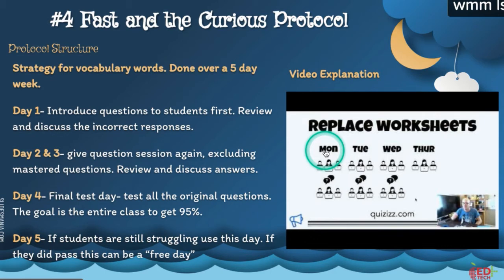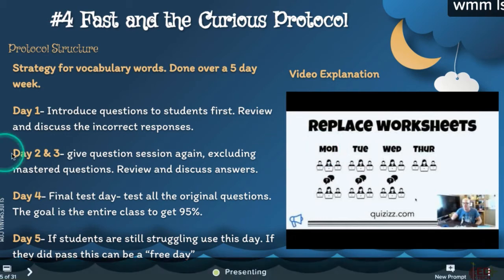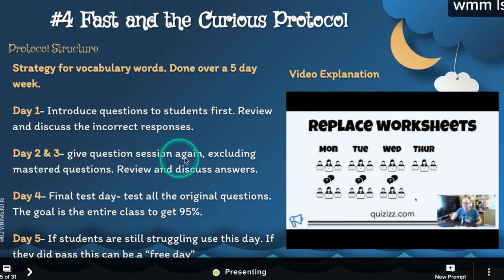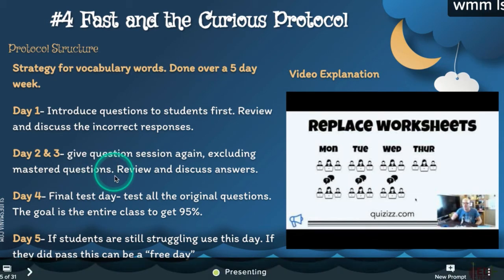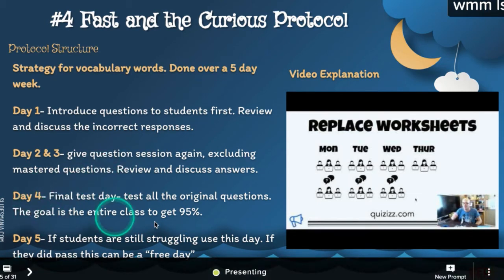The reason you want to do this digitally is so you can very quickly see how many of the words students understood right away. On the second and third days, you give the question sessions again, but you exclude any of the vocabulary words that have already been mastered. Hopefully by the fourth day, students are going to have a goal of getting 95% on all of the original questions. If students are still struggling on day 4, then day 5 can sort of be a freebie review day.